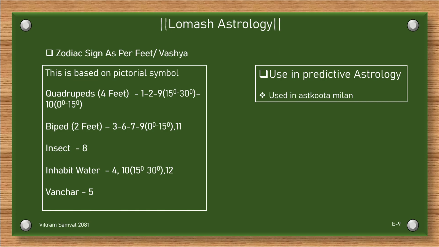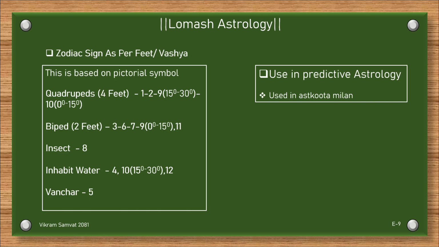Now, let's begin. The first classification is quadruped, four feet. As I mentioned, Aries is represented by a ram, and a ram has four feet. It is a four-feet animal. Then number 2 is Taurus, which is represented by a bull. Again, it is a four-feet animal.